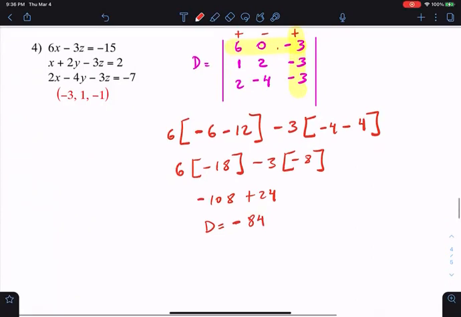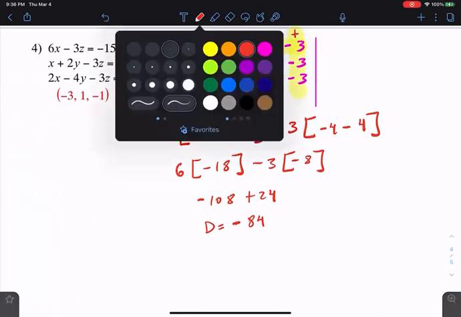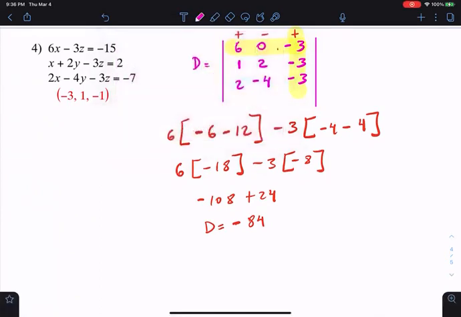Okay, now we need to compute dx, dy, and dc. So in order to find x, I need to do dx over d. In order to find y, I need to do dy over d. And in order to find c, I need to do dc over d.